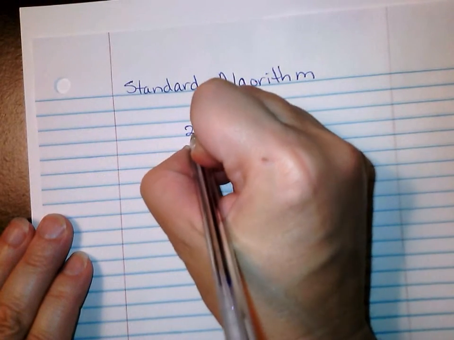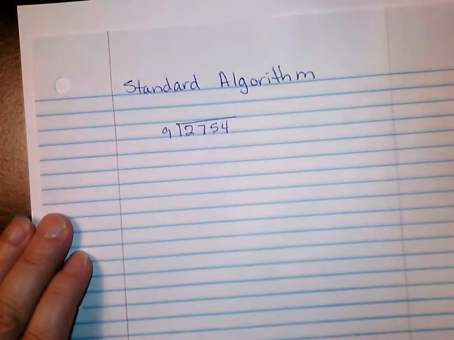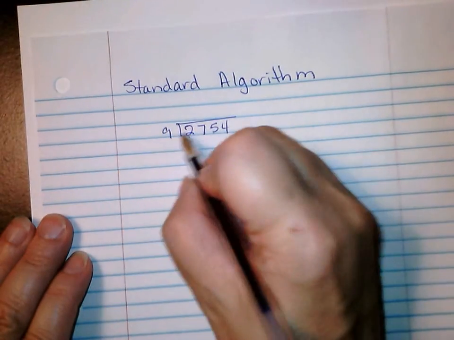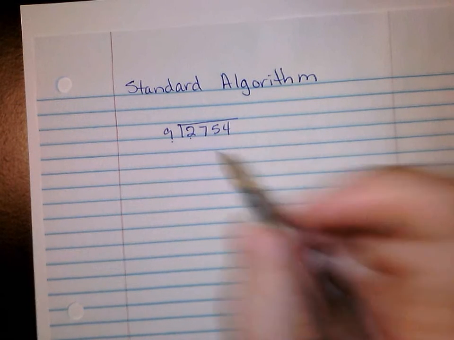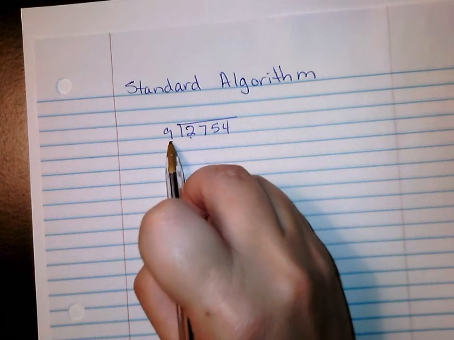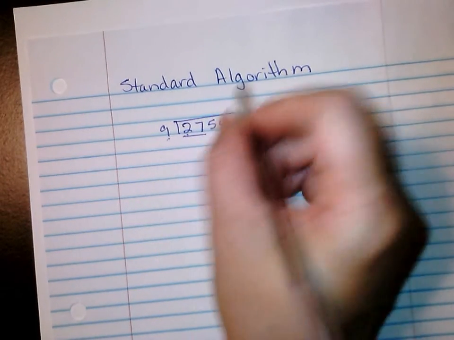We have 2,754 divided by 9. I cannot do 2 divided by 9 because we're really just dividing by the digit. Just like with the standard algorithm for multiplication, where it was multiplying by the digit, dividing with the standard algorithm is the same thing. We're dividing by the digit. So you're doing 2 divided by 9. Can't do that. So then I'm going to look at 27.